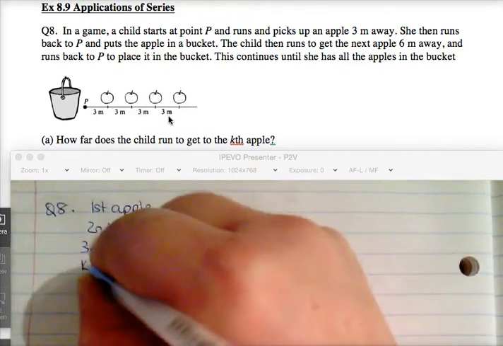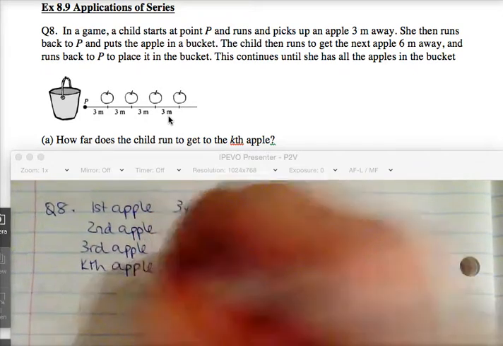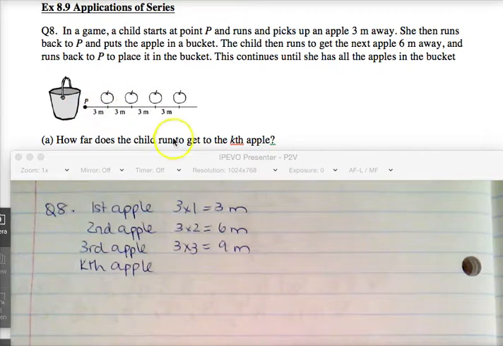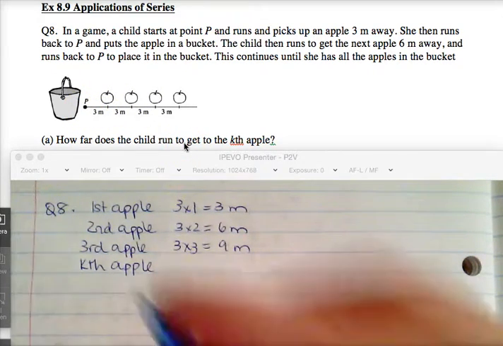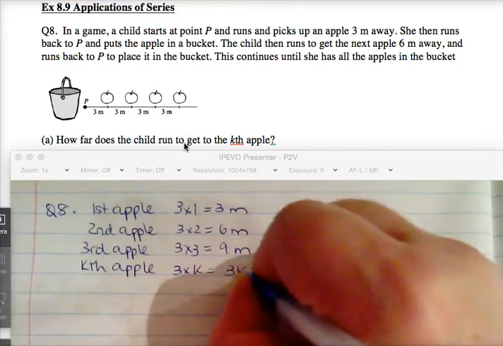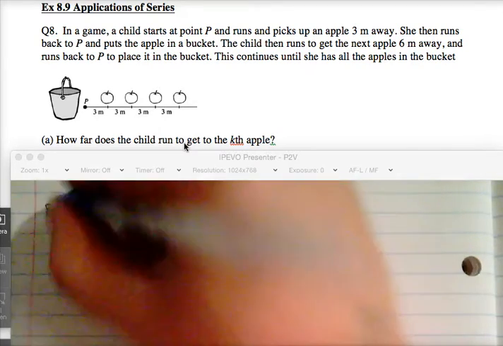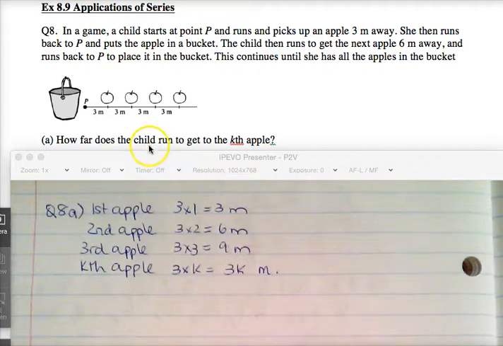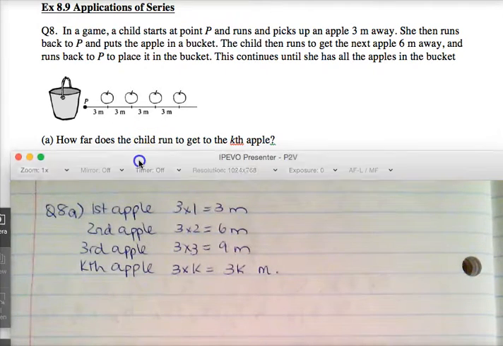So therefore, to collect the kth apple, I'm only looking at the forward direction. It just says how far does the child run to get the kth apple, not how far has the child run in total. So we're just looking at a term. So to get the kth apple, it's 3 times k, which is 3k meters. That's how far the child runs to get the kth apple. Now, for part B of the question.